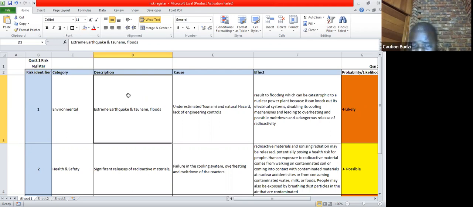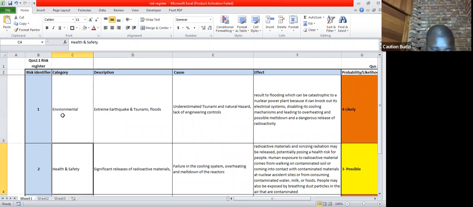And the effects of this risk, it may result in flooding, which can be catastrophic to a nuclear power plant because it can knock out its electrical systems, disabling its cooling mechanism and leading to overheating and possibly meltdown and a dangerous release of radioactivity. So this was my first category of risk.